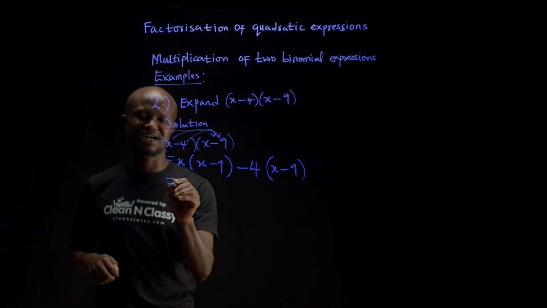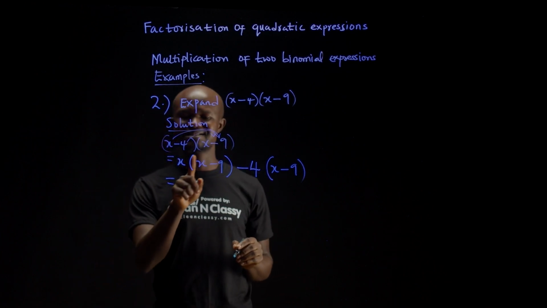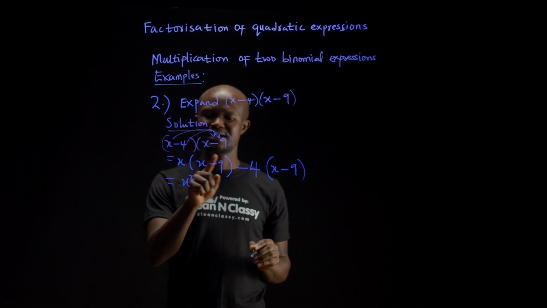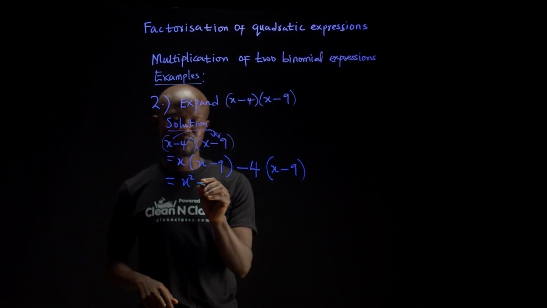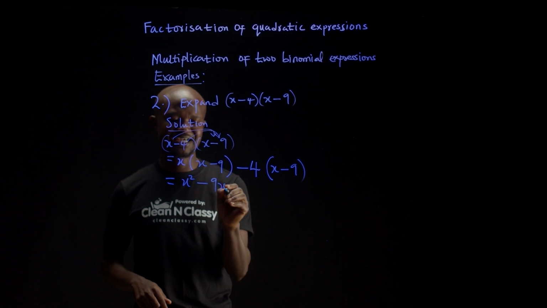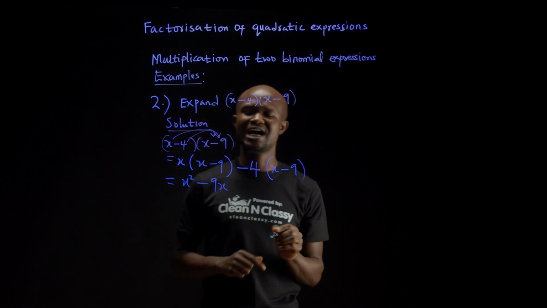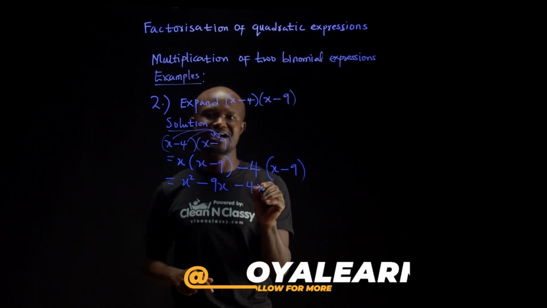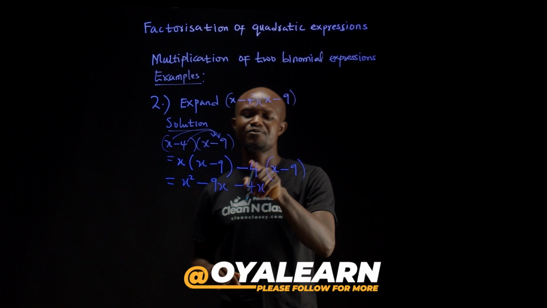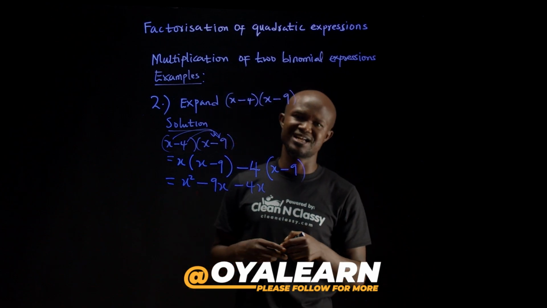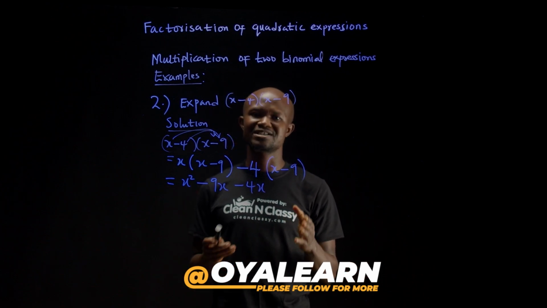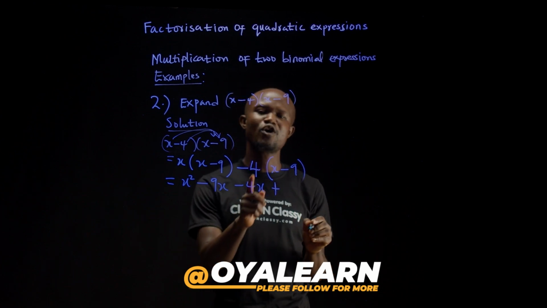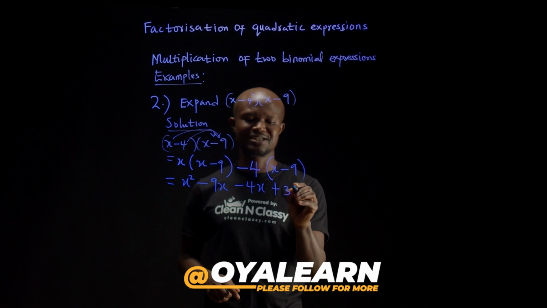Now let's expand the bracket. x times x, x squared. Now x times minus 9, we have minus 9x. Now we have minus 4 times x, minus 4x. Minus 4 times minus 9. Minus times minus is what? Is plus. So we have plus. Then 4 times 9, that is what?